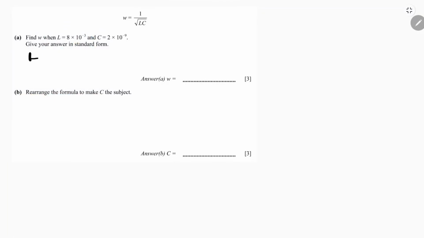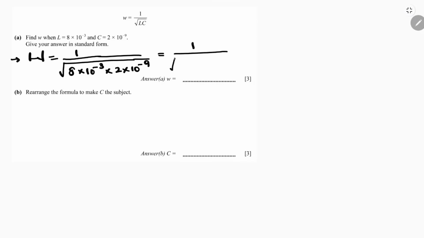I need to find W. W equals 1 by under root. L value is given as 8 into 10 to the power of minus 3 into C is 2 into 10 to the power of minus 9. So further, this will be equal to 1 by under root. Multiplying the numbers, 8 into 2 is 16. 10 power minus 3 into 10 power minus 9. So 10 power minus 3 minus 9, which is minus 12.